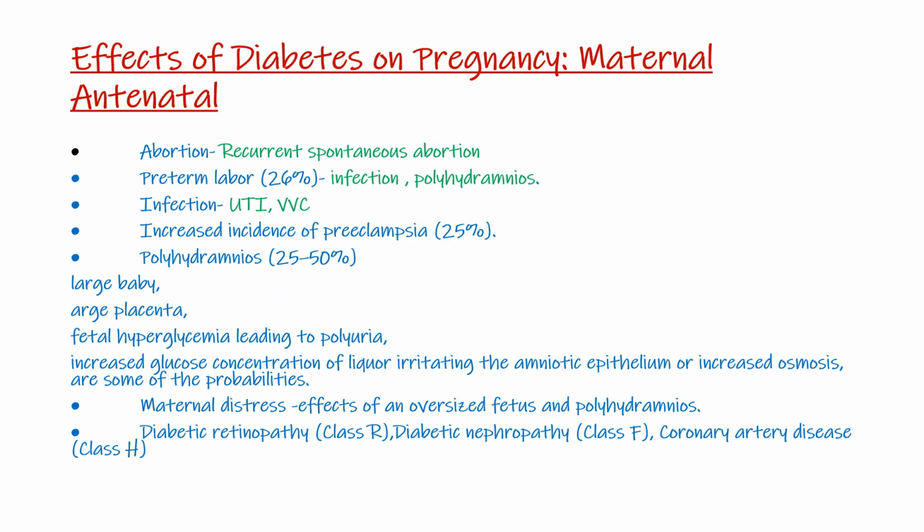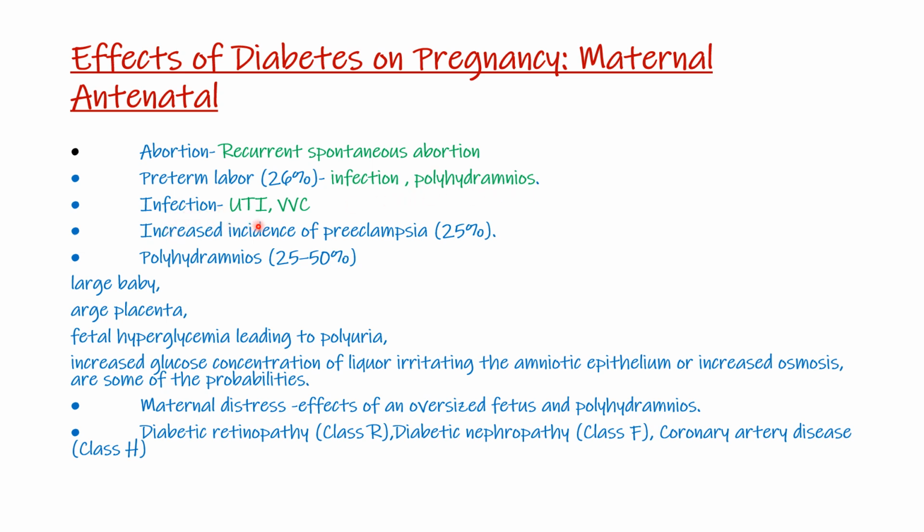So now on the mother's side, the effects of diabetes on pregnancy. We're going to start with antenatal, where we'll have increased risk of abortion. That patient will present with recurrent spontaneous abortion. Preterm labor will be high, 26%. This is because of predisposing factors such as infection and polyhydramnios.